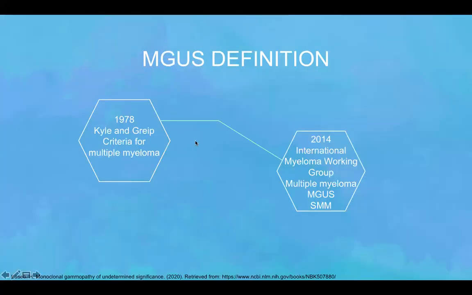First, we need to know that this term was discovered in 1978 by Kyle and Greipp, but it wasn't really well defined because it's closely related to multiple myeloma, so we didn't have the same criteria as we have today. In 2014, the International Myeloma Working Group decided to make new criteria for 3 diseases: multiple myeloma, MGUS, and smoldering multiple myeloma.